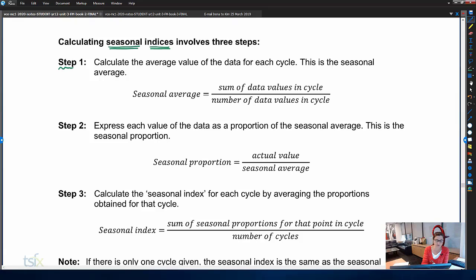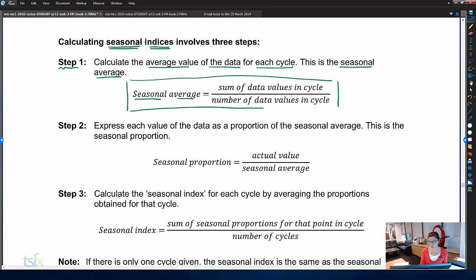So to start off with, when we look at step 1, the first thing that we need to do is work out the average value of the data for each cycle. This is what we call the seasonal average. To work out a seasonal average, you add up all the data values that you have in the cycle and you divide it by the number of data values in the cycle. Again, at the moment, this is just a formula, but in a few minutes, I'm going to move to example 11, and I will show you with an example what that actually means.